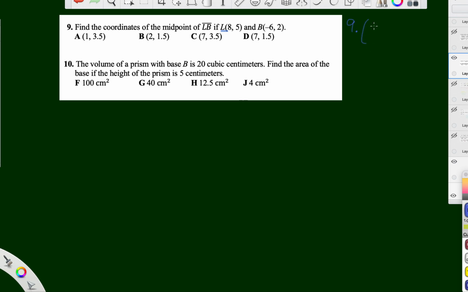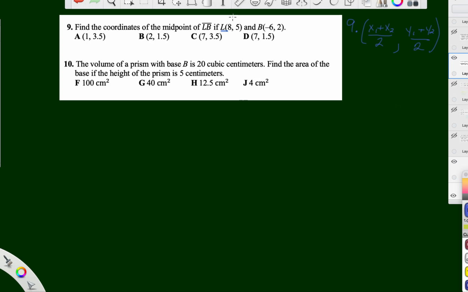The formula is x1 plus x2 divided by 2, and that's our x coordinate midpoint, and then we have y1 plus y2 also divided by 2. That's our y coordinate midpoint. Okay, so we're just finding the averages between the points.